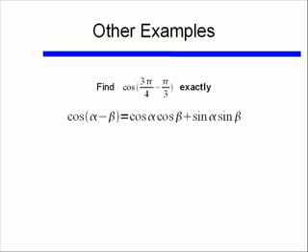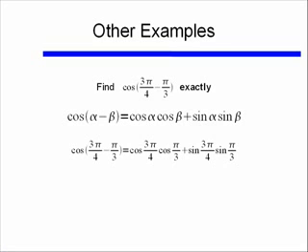If what we're trying to find is in the form of alpha minus beta, like we have here, then we'll use this difference identity. Cosine of alpha minus beta is equal to cosine alpha cosine beta plus sine alpha sine beta. In this case, alpha is equal to 3 pi over 4, and beta is equal to pi over 3. We're going to need to refer to our unit circle to remember what cosine of 3 pi over 4, cosine of pi over 3, and sine of 3 pi over 4, and sine of pi over 3 are.